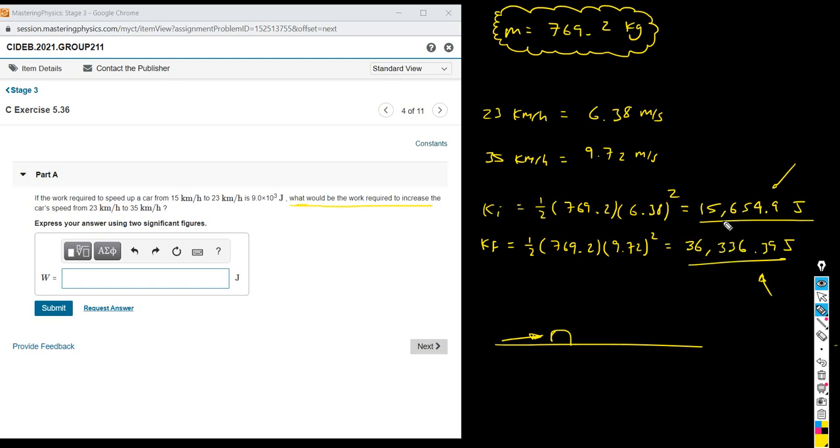It's that simple. It's going to be about 20,000. Let me make the calculation. Yeah, I get the following. The work is going to be 20,682 joules. That's the figure I'm getting. That's the value that should be here. Okay, so that's problem 4 for you guys. That solves problem number 4.